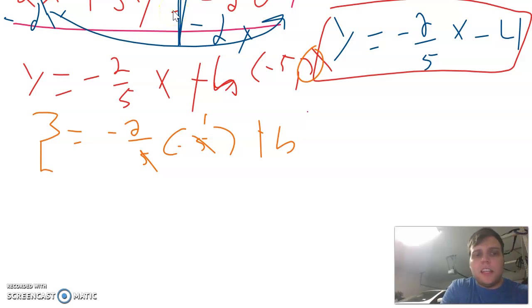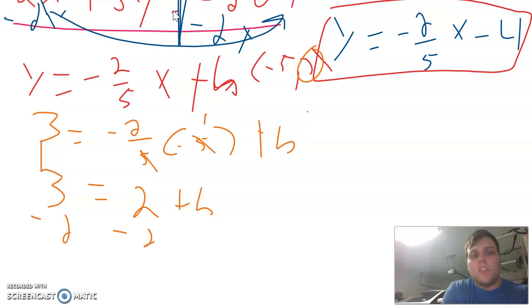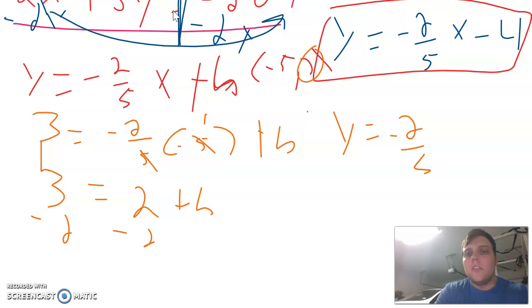So I'm going to get 3 equals negative 2 times negative 1, which is just 2, plus b. Now I'm going to subtract 2 on both sides. So that's going to give me y equals, remember our slope was parallel, so same slope, negative 2/5 x. And then what did I get for b over here? Actually, I didn't finish. Sorry, I jumped the gun. All right. 3 minus 2 is 1.